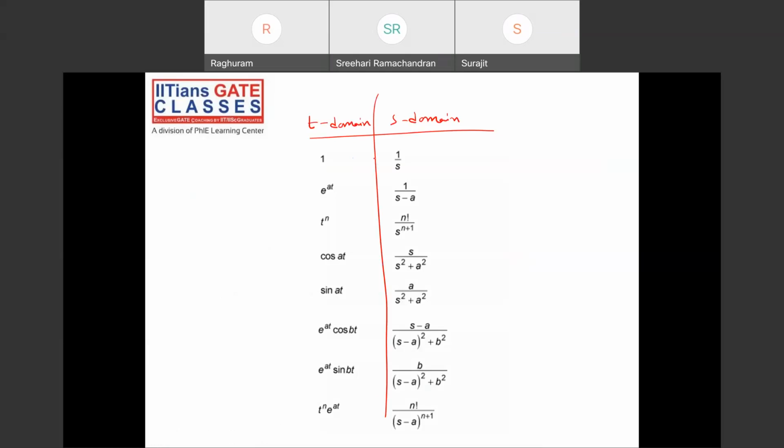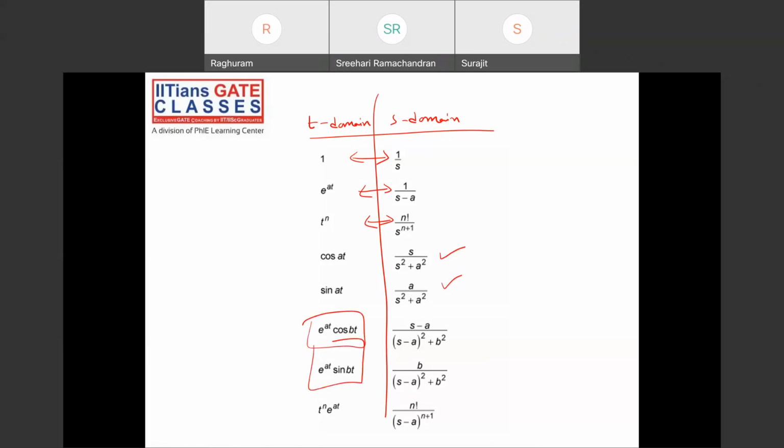Okay. Laplace transform of 1 is 1 by s, or the inverse: 1 by s is 1. e power at is 1 by s minus a. t power n is n factorial by s power n plus 1. cos at is s by s square plus a square. sin at is a by s square plus a square. This is important. These two are important.